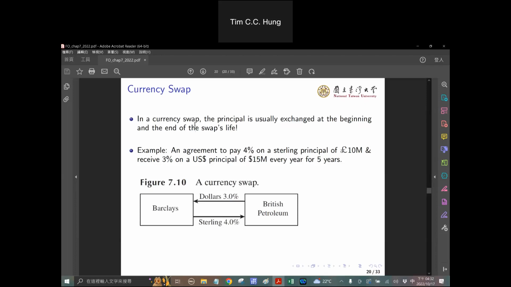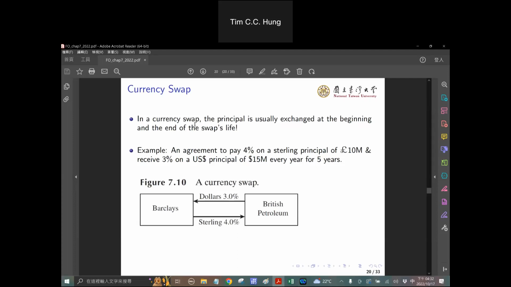So in a currency swap, we have to specify the two types of currencies. First, it's a UK pound to US dollar currency swap. And what are the sizes of the two principals? They come from different currency types, so the numbers of the principals will obviously be different. Here, the US principal is $15 million, and we also have a 10 million pound UK principal.